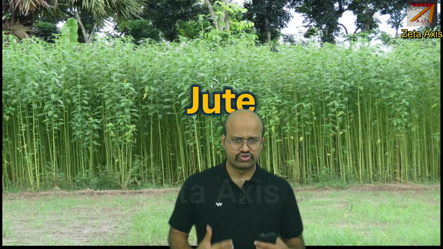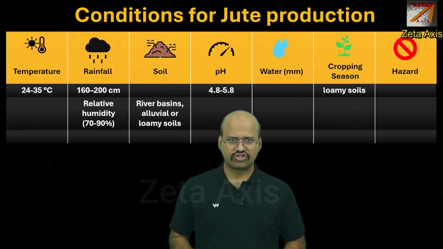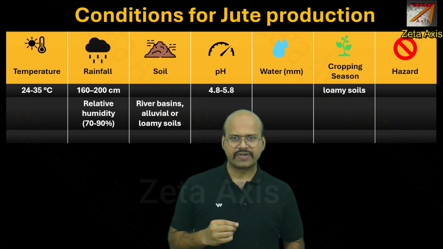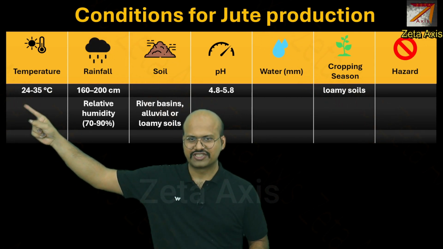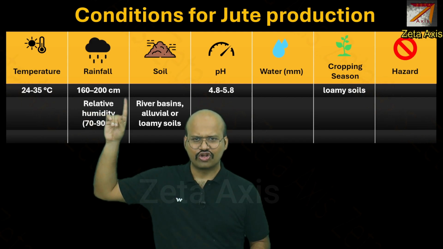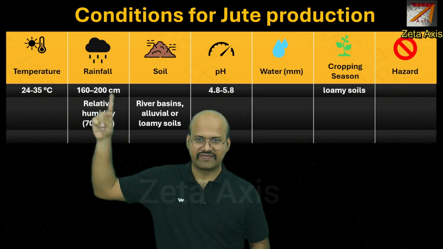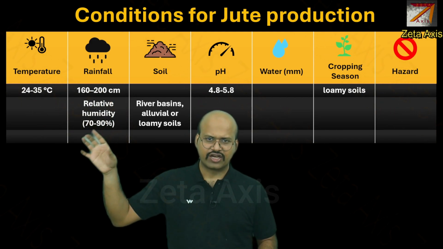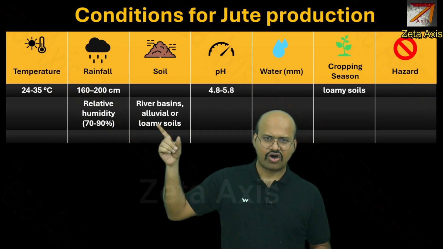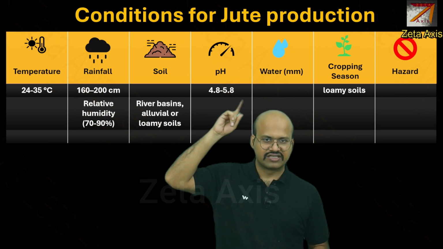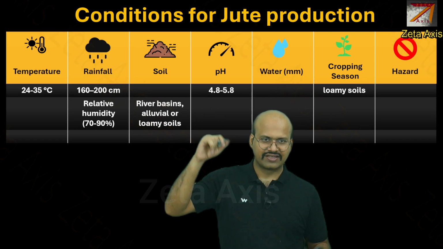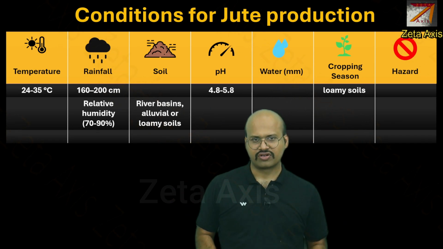Now let's see jute. Jute is also a crop of tropical climate. It requires a warmer temperature, 24 to 35 degrees Celsius. It also likes higher rainfall and relatively higher humidity. It requires river basins or alluvial soil. The soil should be acidic and it likes loamy soil.